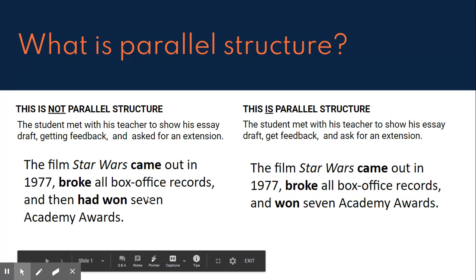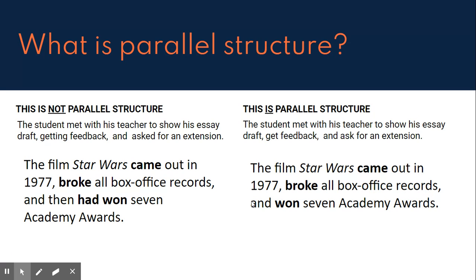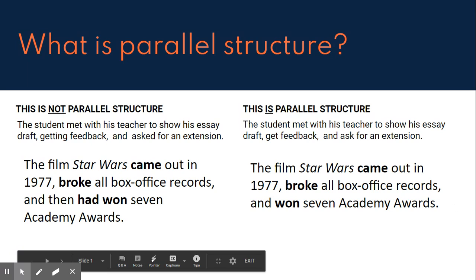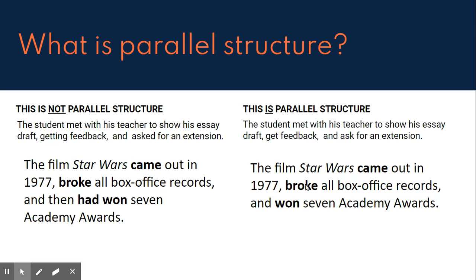So the way we can correct this sentence is just by changing the tense of this verb, and then each element within the list will be equal. The film Star Wars came out in 1977, broke all box office records, and won 7 Academy Awards. Came, broke, and won are all in the past tense. This makes the sentence parallel.